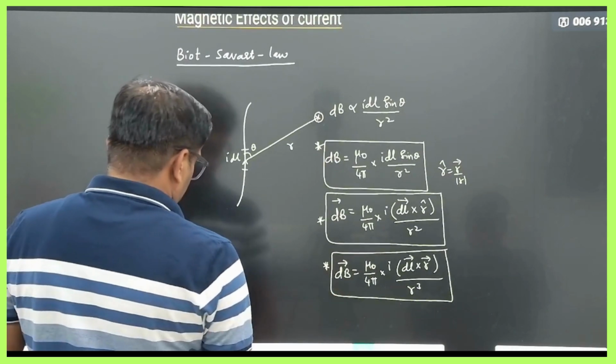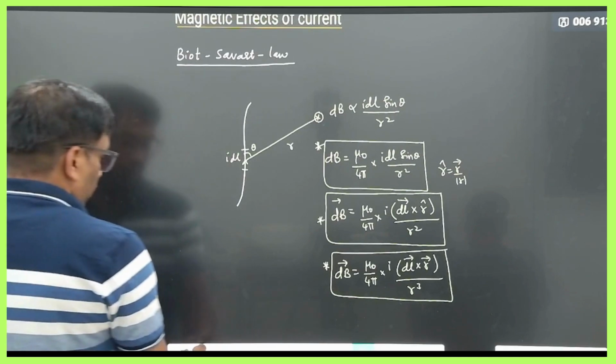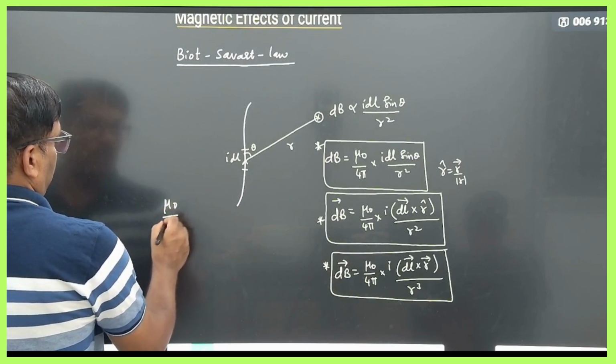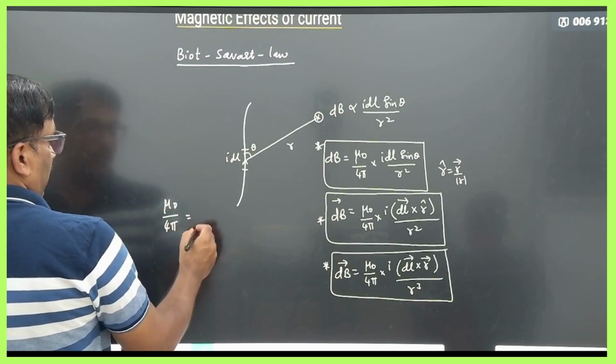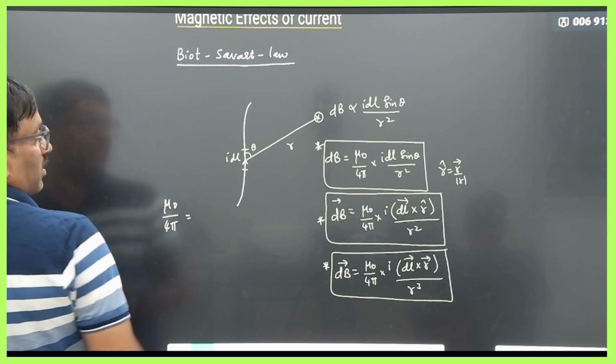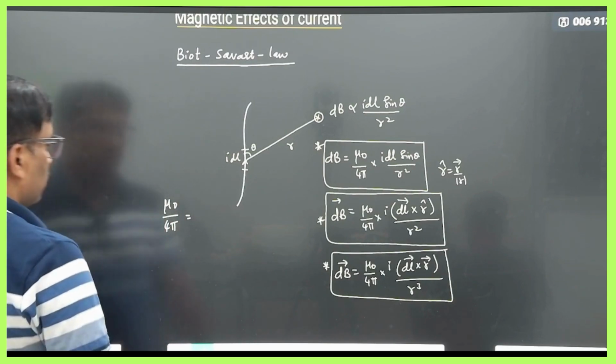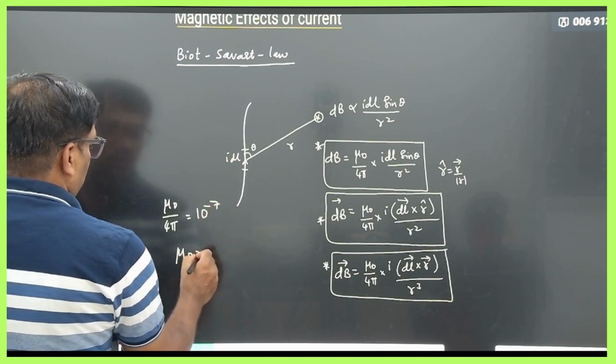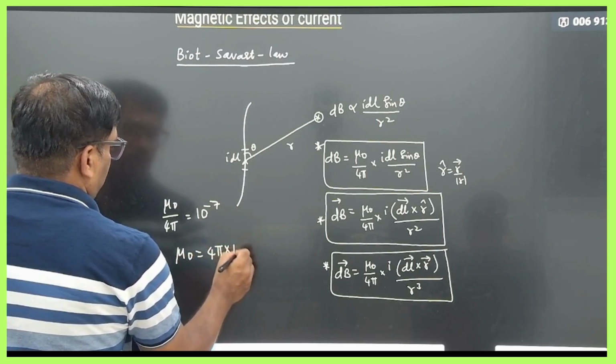Now, what is mu naught by 4 pi? The mu naught value is nothing but the absolute permeability. So mu naught by 4 pi will be equal to 10 to the power of minus 7, that is, mu naught is equal to 4 pi into 10 to the power of minus 7.